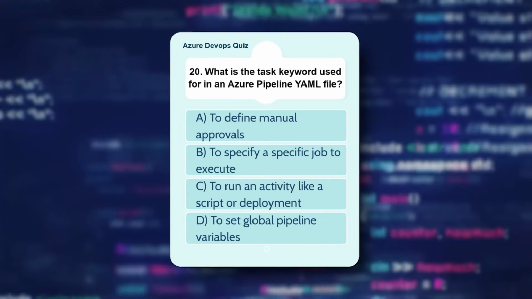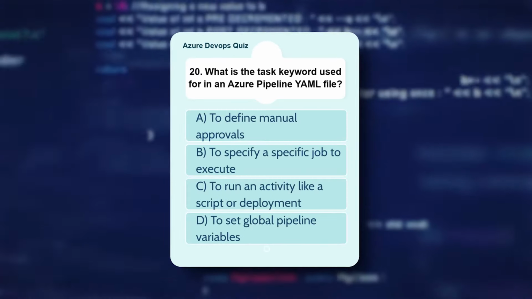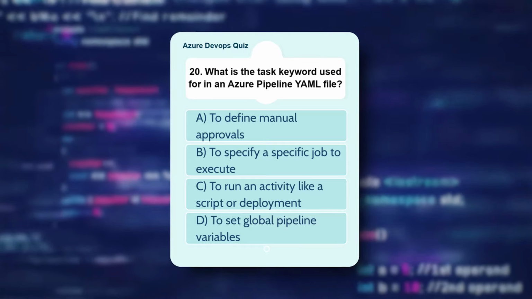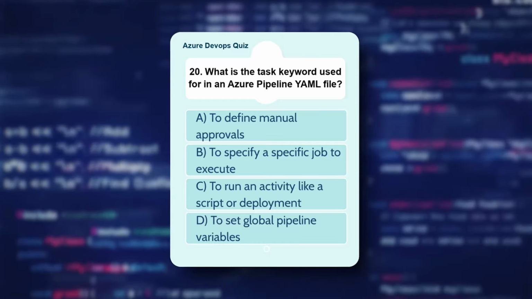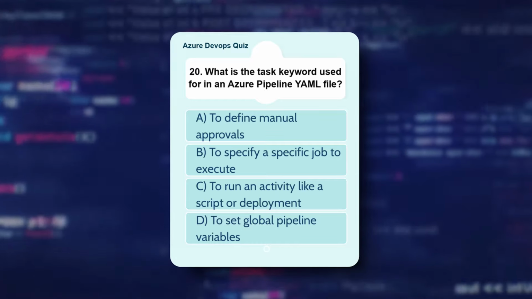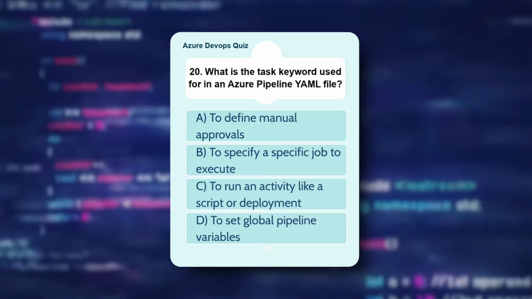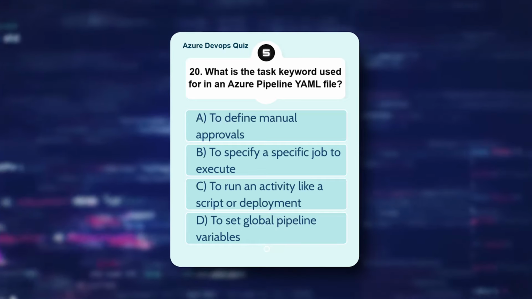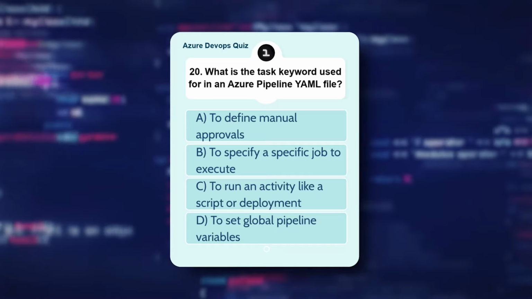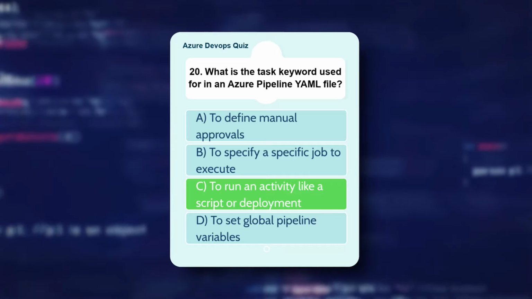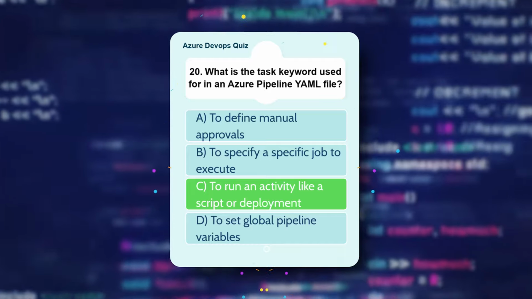20. What is the task keyword used for in an Azure Pipelines YAML file? A. To define manual approvals. B. To specify a specific job to execute. C. To run an activity like a script or deployment. D. To set global pipeline variables. Answer. C. To run an activity like a script or deployment.